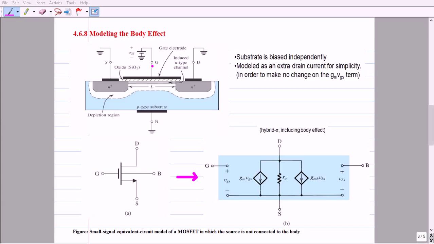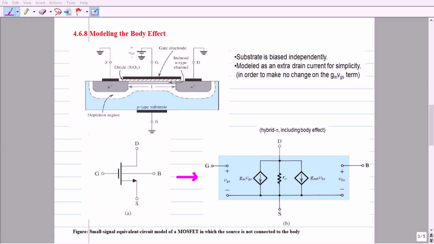In this video, we are going to explain the small signal equivalent circuit model of a MOSFET in which the source is not connected to the body or substrate. In many applications, the source terminal is connected to the substrate terminal or body terminal B, which results in the PN junction between the source and the induced channel having a constant zero bias. In such a case, the substrate does not affect the circuit operation and its existence can be ignored altogether.